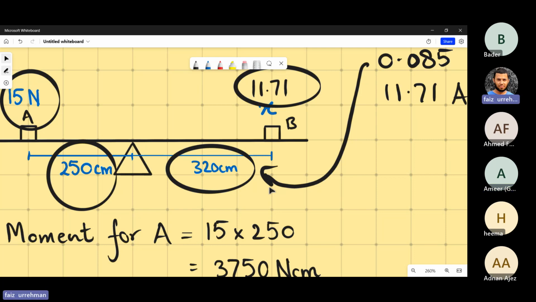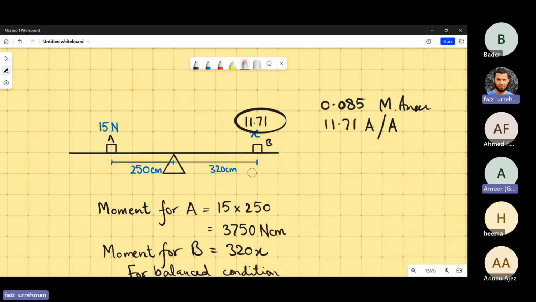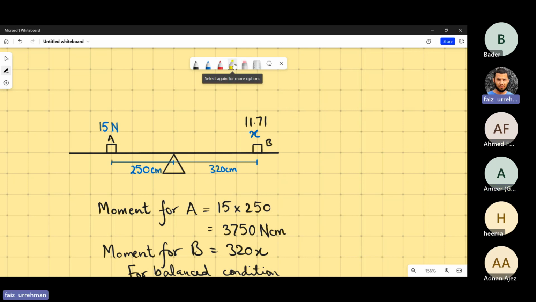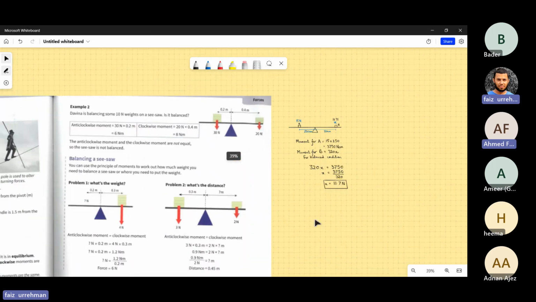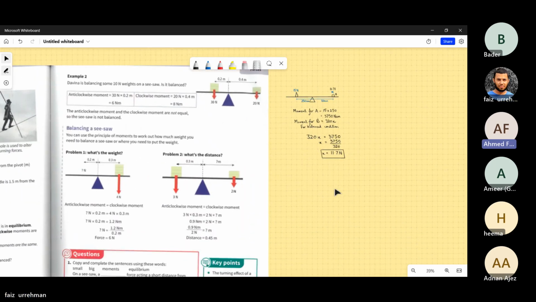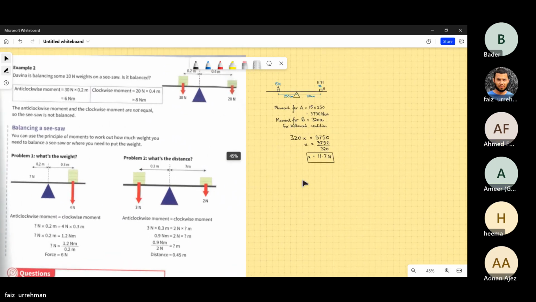What does 0.085 multiplied by 320 give you? Something wrong, 27 point something instead of 3750. So that's how you can identify that the answer you found is wrong. The answer is 11.7. But when I multiplied it by 320, it's 3749.76. It's not 3750.